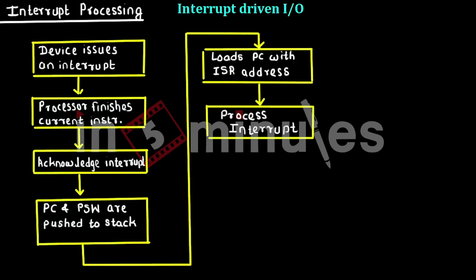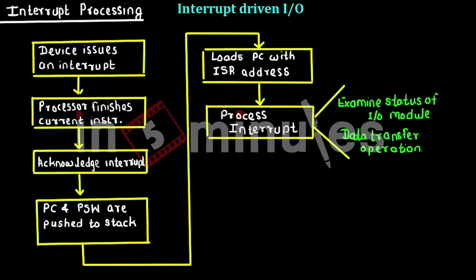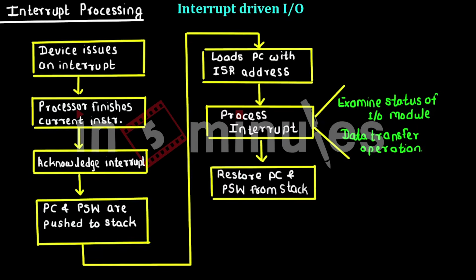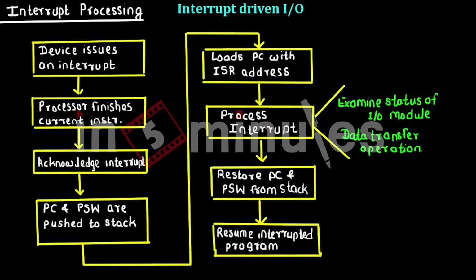In the execution of IO interrupt processing, the two phases are examining the status of the IO module for errors, and when it is ready, performing the data transfer operation between the IO device, CPU, and memory. After the data transfer is complete, the processor needs to restore the program counter and program status word from the stack so that it can resume the previously interrupted program as before. So this is the flow of interrupt processing as executed by the processor.